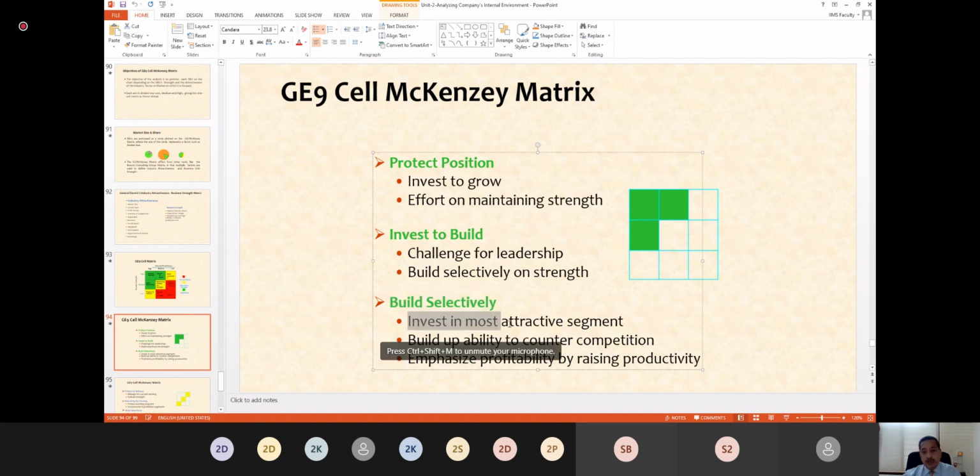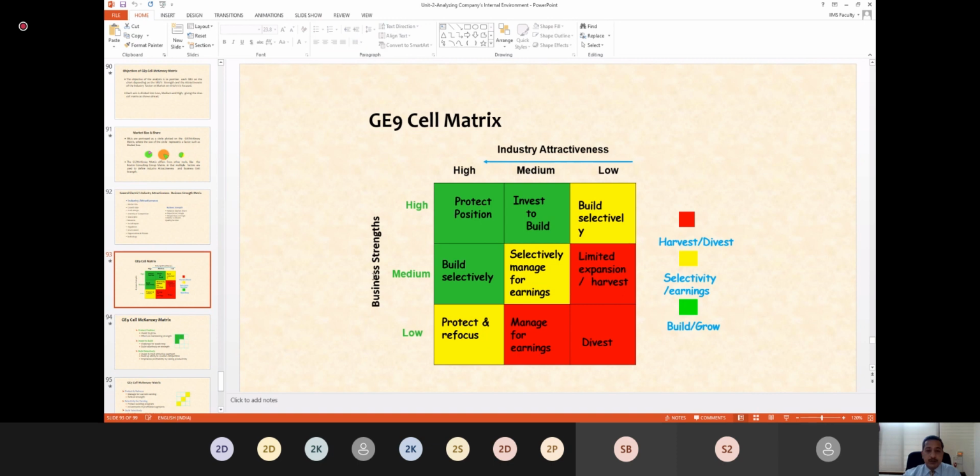So invest in the most attractive segment. As we have here medium business strengths, however industry attractiveness is higher, we will not be able to exploit or take benefit of each and every opportunity. And therefore we have to build selectively.